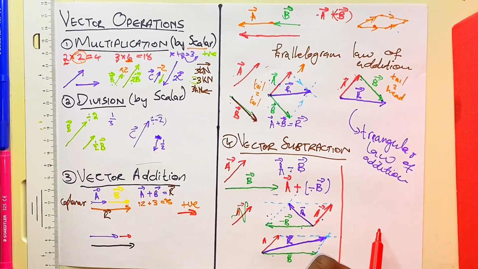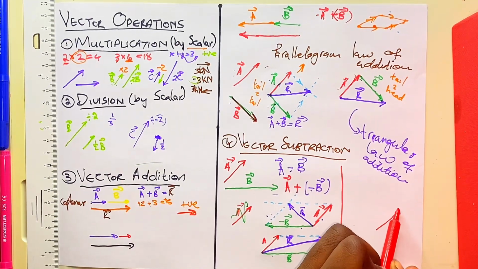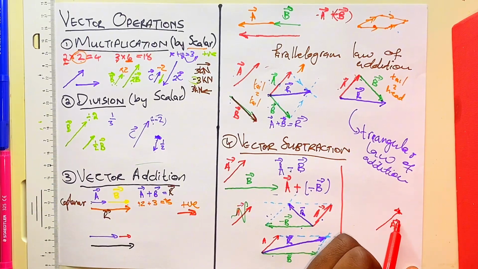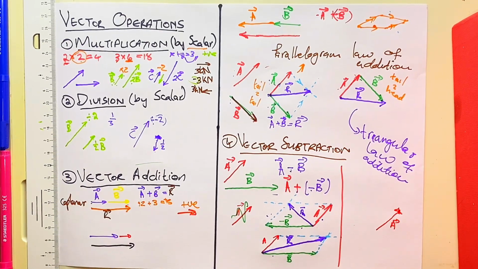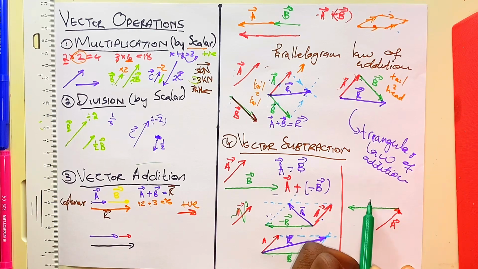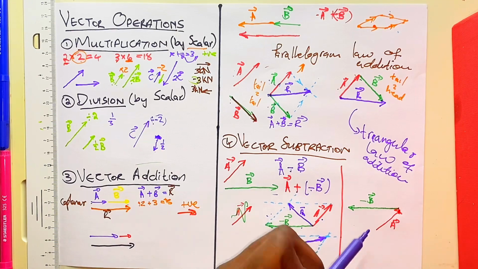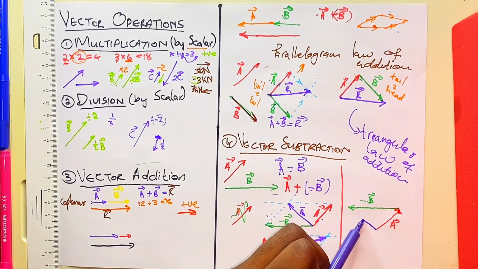We would have an A that is going in that direction, right? That is our A. And then at the head of A, we draw B. It starts at the head instead of joining them. It now goes in this direction because it's negative. And then our resultant will start from here and close the triangle.